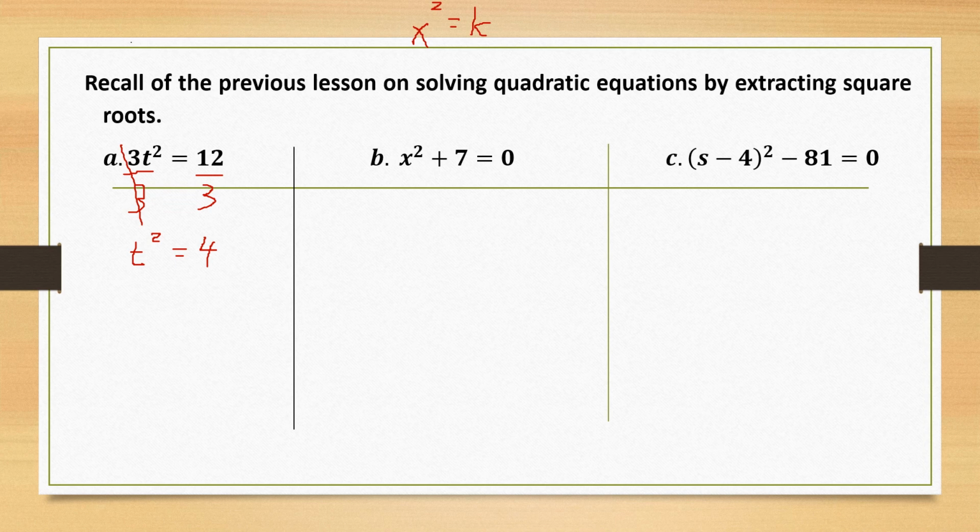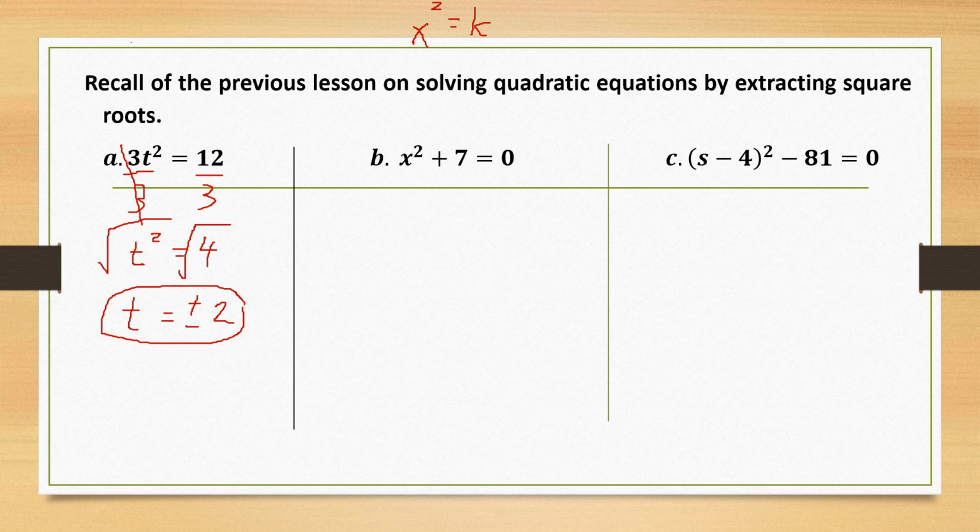Now let us solve it by extracting the square root. The square root of t squared is t, and the square root of 4 is positive and negative 2. Therefore, the roots or solutions of the quadratic equation are positive 2 and negative 2. Let's proceed to the next one.